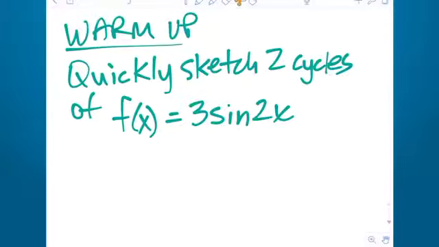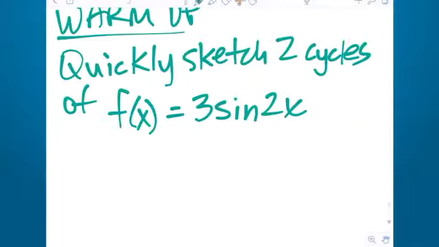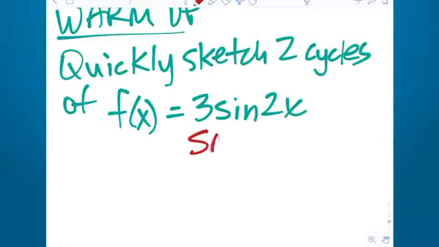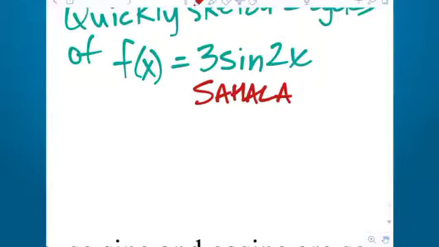All right, so quickly sketch 2 cycles of f of x equals 3 sine of 2x. What's the parent function here? Yeah, you could say sine. That's fine. That's still legit. Or you can say sahala, right? And so the 3 and the 2 are two values that are going to modify the original graph of sine.